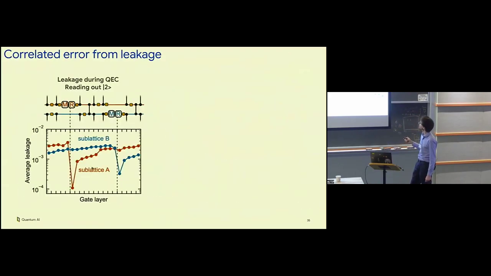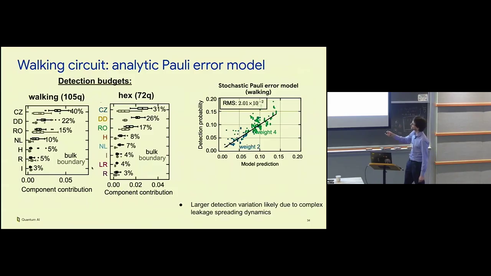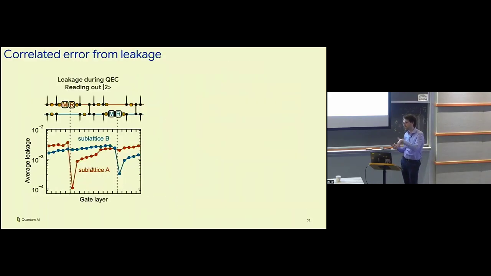We can again do the error budget, and here we see a slightly less good agreement between prediction and measurement. The reason why we think we have a less good agreement is because we think we have a complex dynamic of leakage into our system. And what we can do now is what we call leakage slicing. So now at every time step, we just do a readout of the two states inside our code and on the two sublattices.